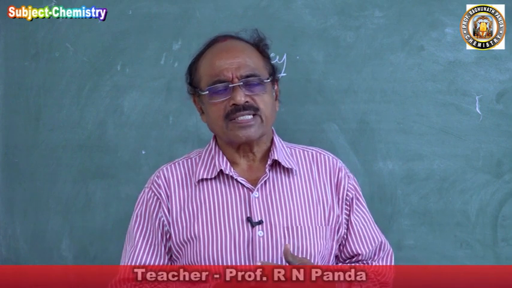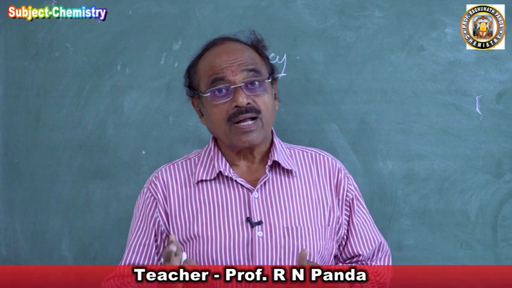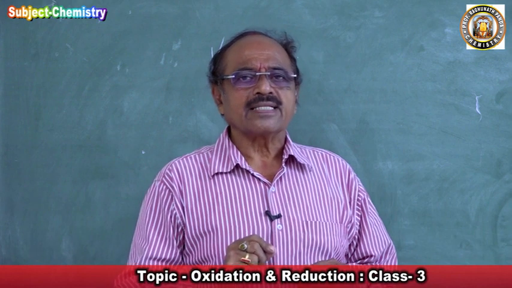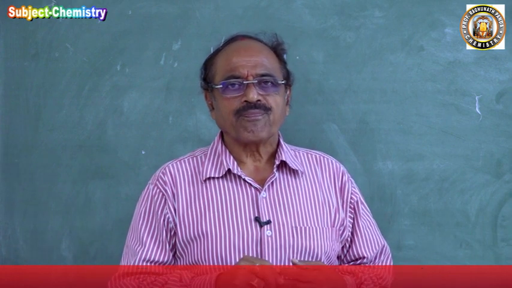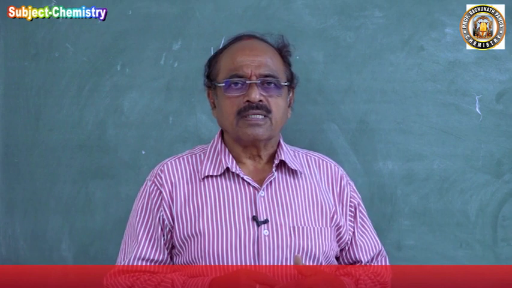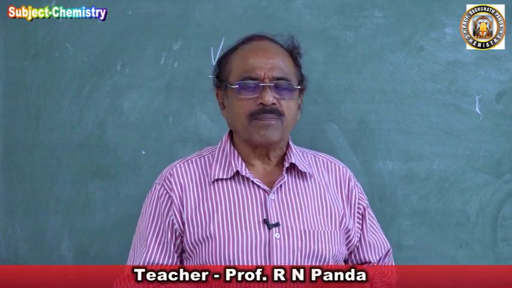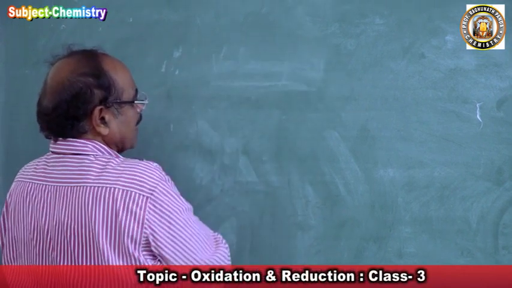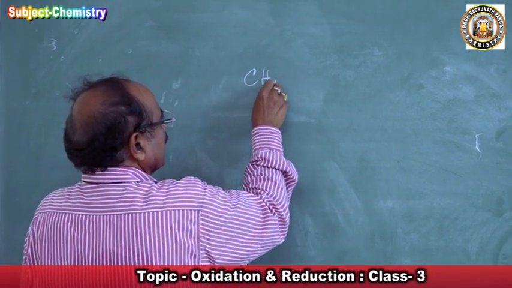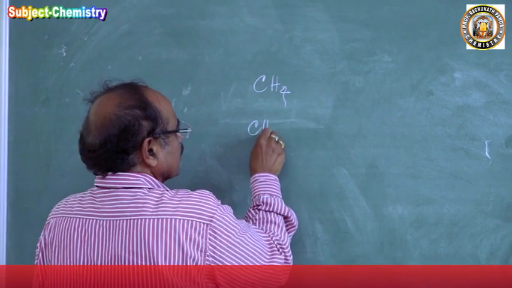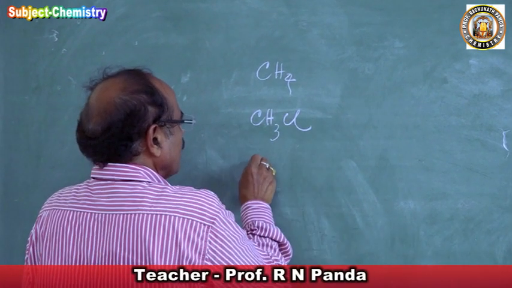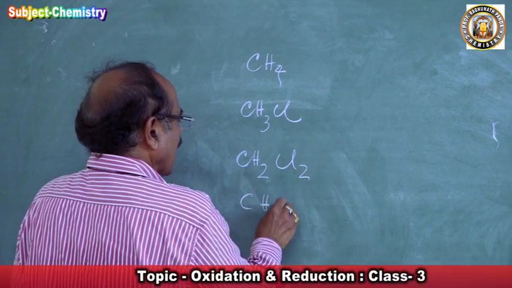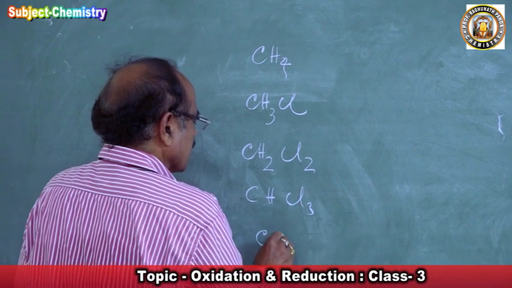Evidently carbon is tetravalent. But in the case of oxidation number, it is not definite, it is indefinite. It is a large spectrum. For example, last class I gave one simple example: methane forms methyl chloride, methylene chloride, chloroform, and carbon tetrachloride.